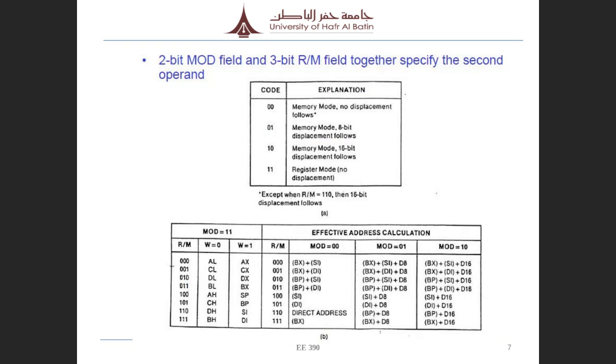So have a look at this table. You can see that mode 00 is for the memory mode without displacement. For mode 00, we have 8 options. One of the options is that the memory is represented by SI only, so it is 100. Is it clear? This 100 we use in our machine code. Is it okay now?